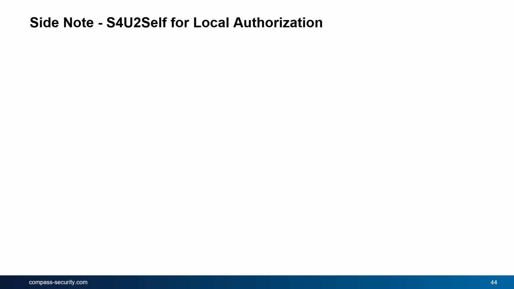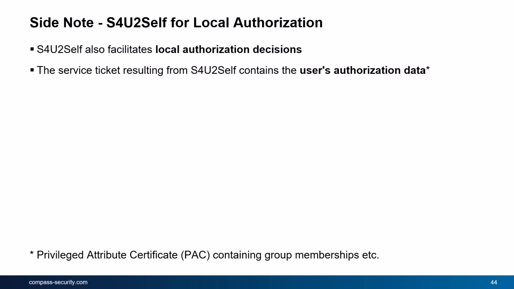Now, even if those conditions that we've just talked about prevent most of the services from getting a usable, meaning forwardable ticket via S4U2Self, there might still be a use for any given service to call S4U2Self, specifically to facilitate local authorization decisions. What I mean by that is that the service ticket that you get back from S4U2Self contains the target's user authorization data.